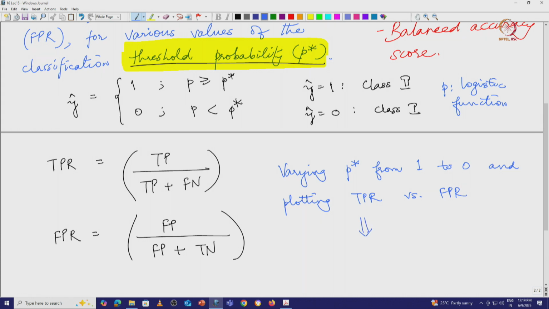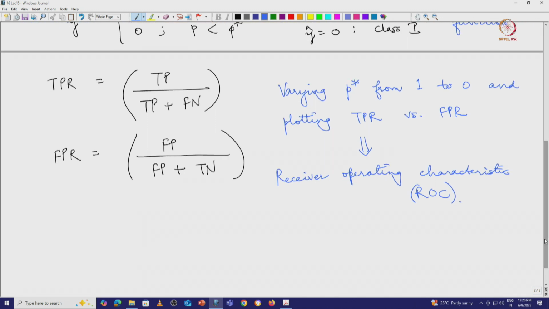This is what is basically the receiver operating characteristic, and you can read at other places why exactly it is called a receiver operating characteristic. There is some interesting trivia behind this. Okay, so let us try to vary p star from 1 to 0 and see what happens.